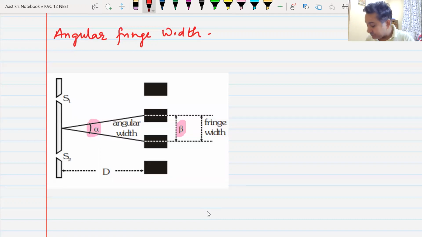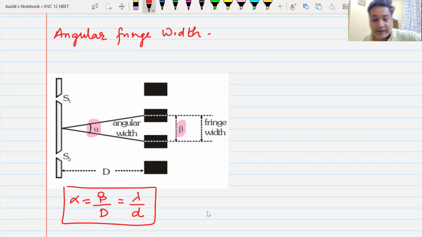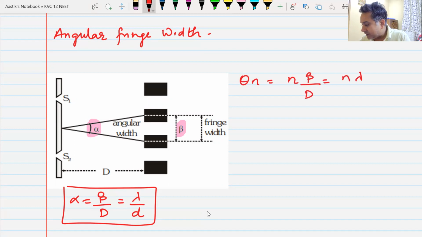So the angular fringe width alpha can be written, in short, as beta divided by d, or you can write it as lambda divided by small d. This is the angle that the fringe makes at the center. You can think of it in this way: alpha equals beta by d is actually the angular width of the central maxima. Do we understand this? Yes, sir. Now, if someone asks you the angular position of the nth maxima, you just multiply this by n. So it becomes n times beta by d, or n times lambda by small d.